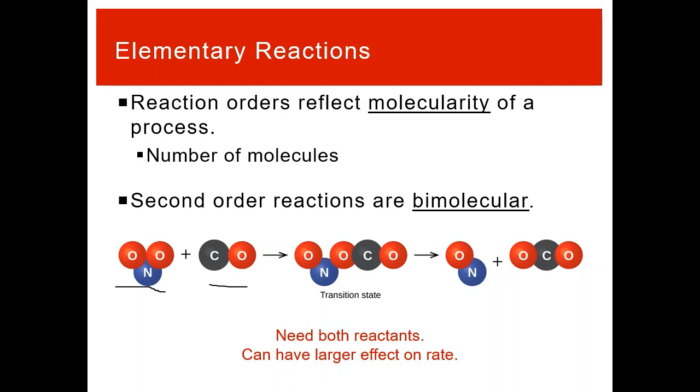So you can have a bigger effect on the rate. You have more flexibility. Do you add more NO2? Do you add more CO? What are you trying to accomplish? How are you trying to move these around? You could also add more of both, which would have a double effect or a squared effect on the rate. That's why you get that second order effect.